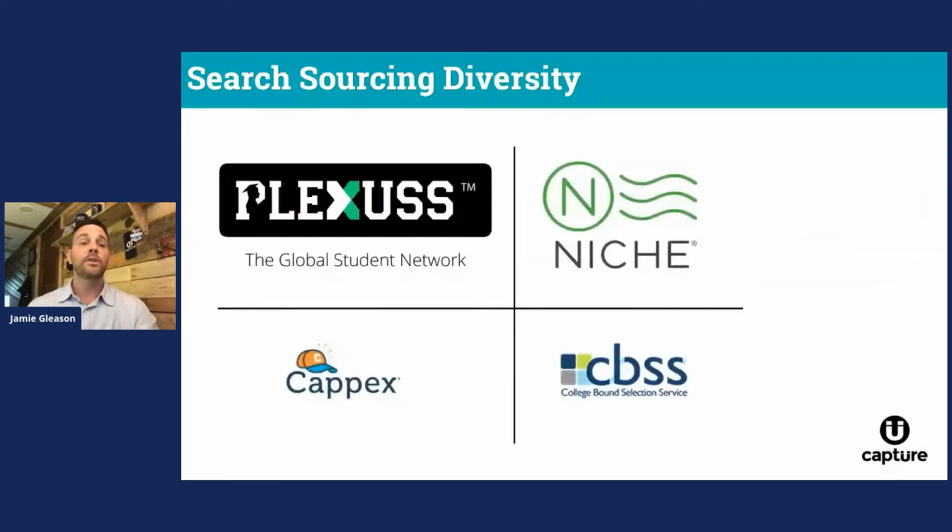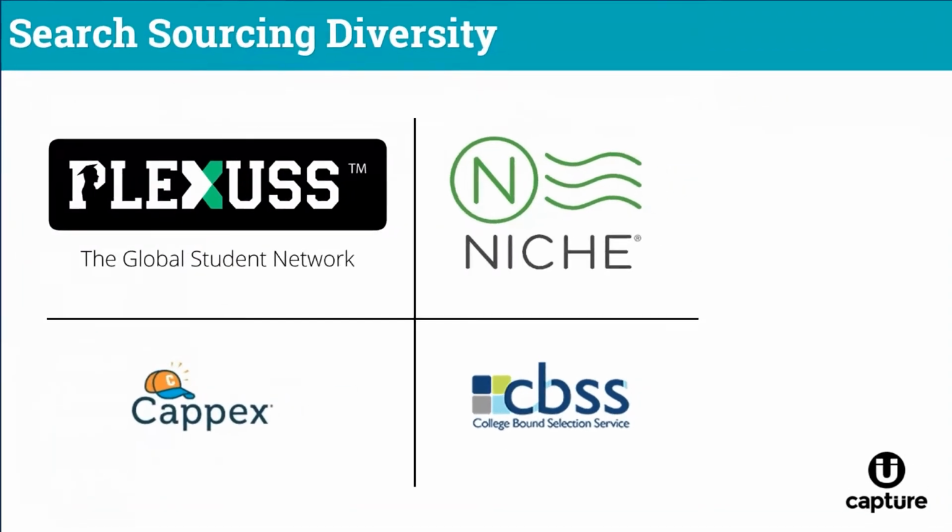And it's time to think about search source diversity. We've all seen that the numbers are down. The numbers are going to continue to be down, which then must lead us to what are some other sources that we need to be using? How do I help diversify not only the sources that we're using, but also some of the structures that I've had in place? Capture is no stranger to this.